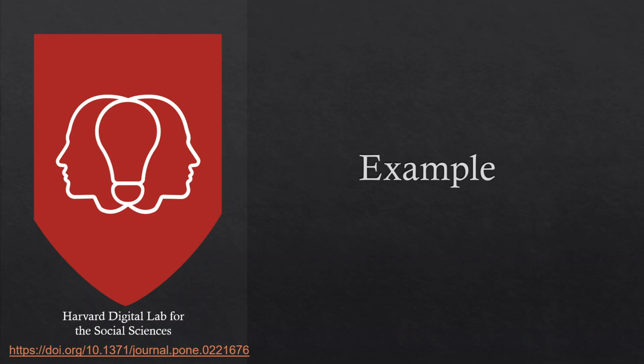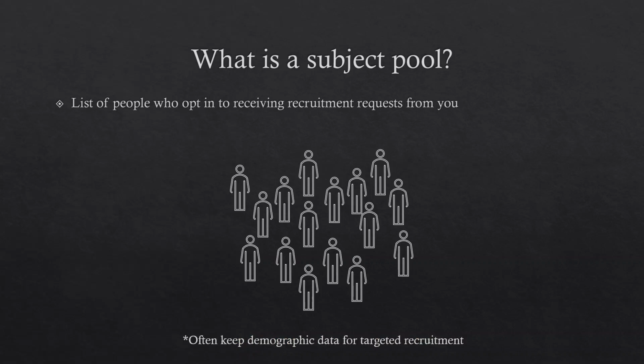You can do high-quality social and behavioral research using a pool of online volunteers. So, to the nitty-gritty, what is a subject pool? Very simple. It's just a list of people who've opted in to receiving recruitment requests from you. That's it. It's very much just a mailing list or a contact list of people who said it's okay for you to send them solicitations to participate in research.